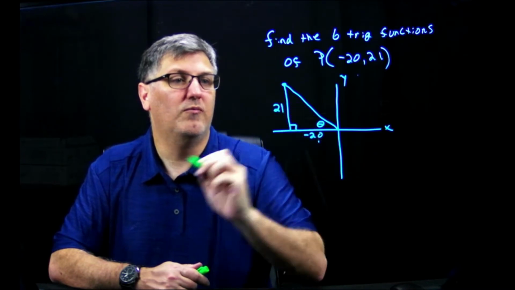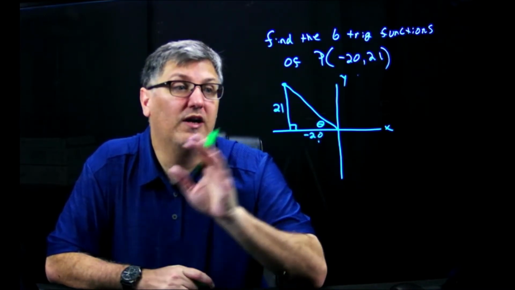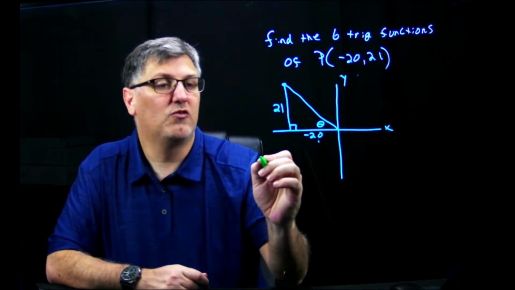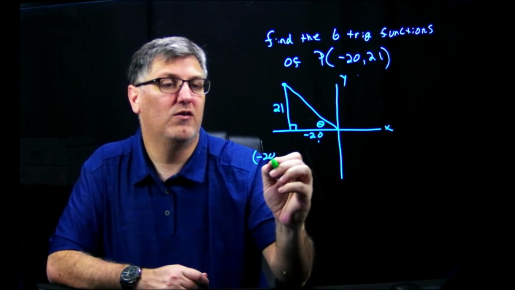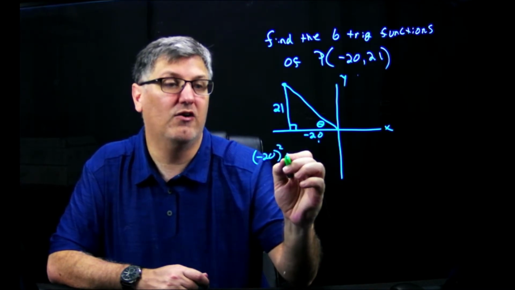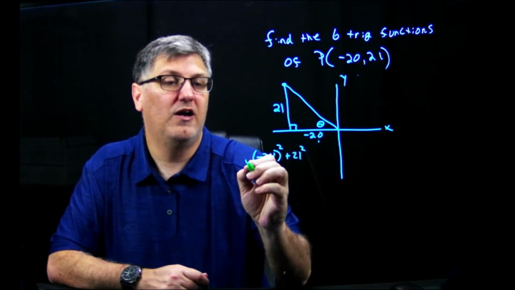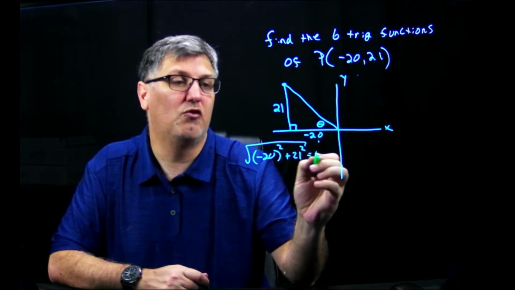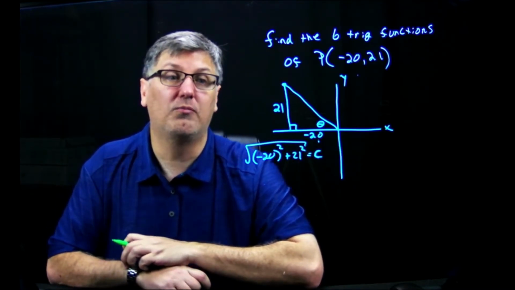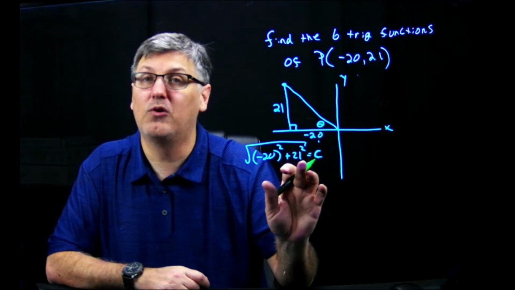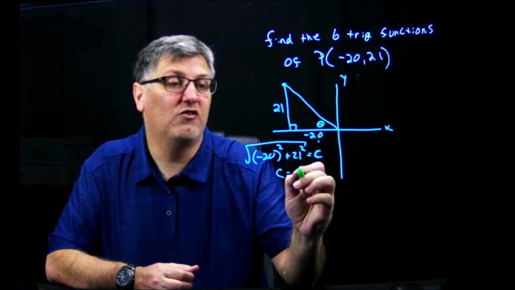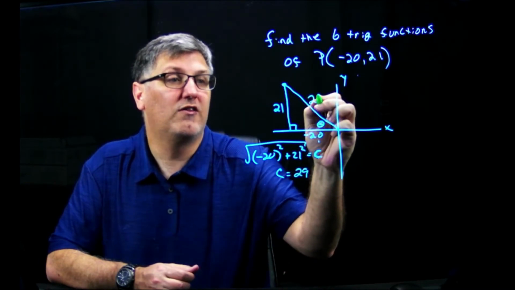This is 21. Good thing I've had geometry, and I know I can use the Pythagorean theorem to find my hypotenuse, which is going to give me negative 20 squared. Notice how I put the parentheses on the outside to avoid the calculator error, plus 21 squared. And if I take the square root of this, this is going to equal my C, my hypotenuse. Now in trig, our hypotenuse is always positive because we're squaring both sides. We're always going to get a positive number. When we do these calculations, C is going to be 29. So this length is 29.